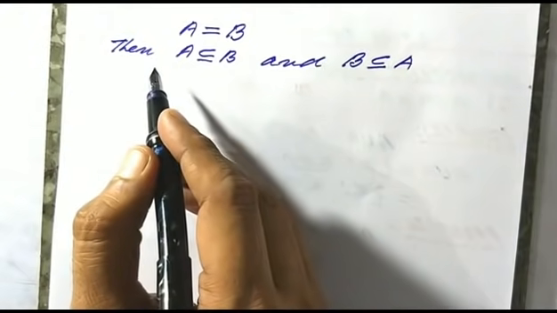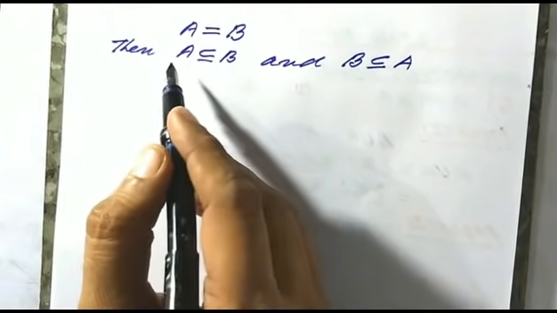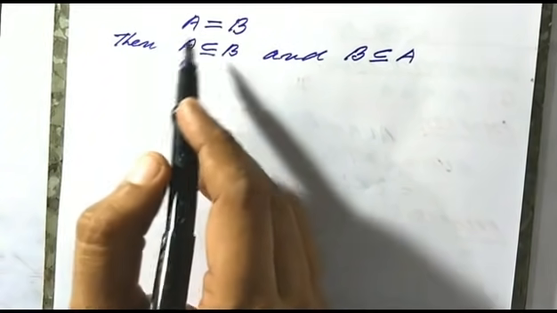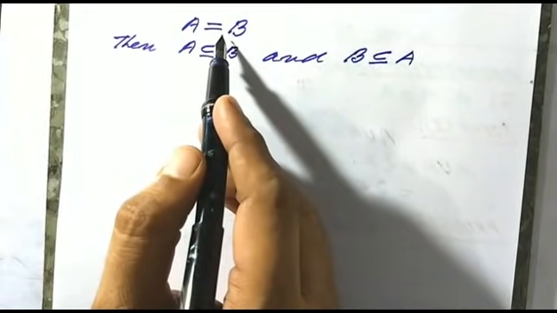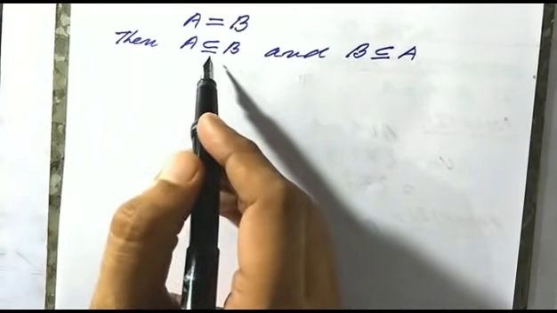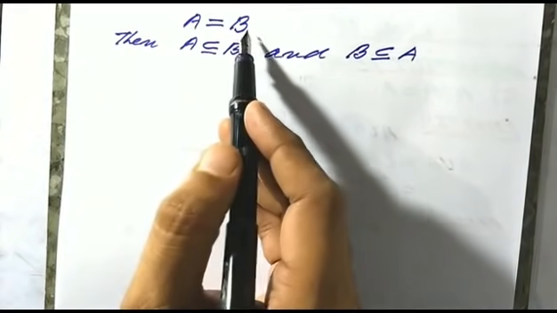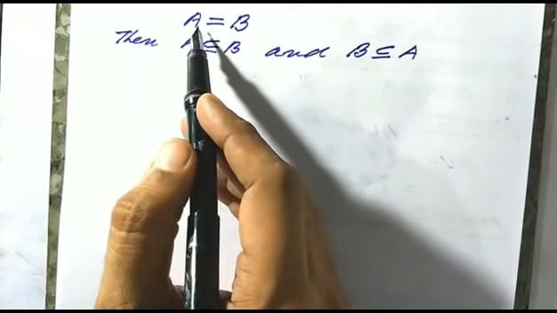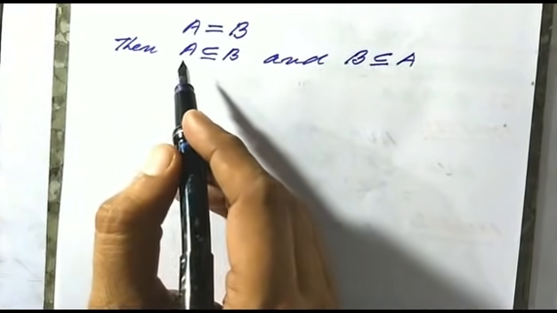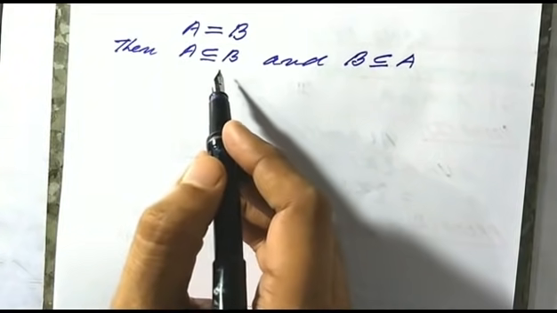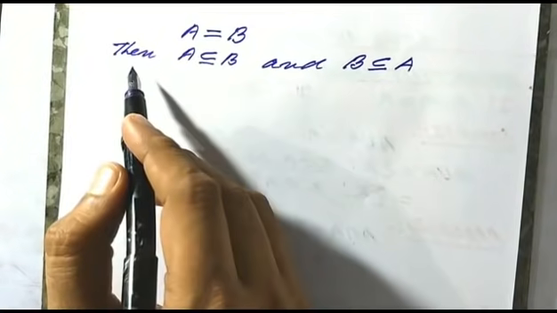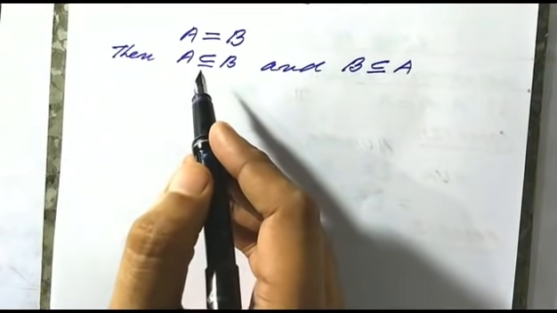Before going ahead, it is very important to recall one important property which we have discussed in the case of subsets: if two sets are equal, then those sets must be subsets of each other, because A contains all the elements of B and B contains all the elements of A. By the definition of a subset, if A contains all the elements of B, then B is said to be a subset of A, and if B contains all the elements of A, then A is said to be a subset of B.